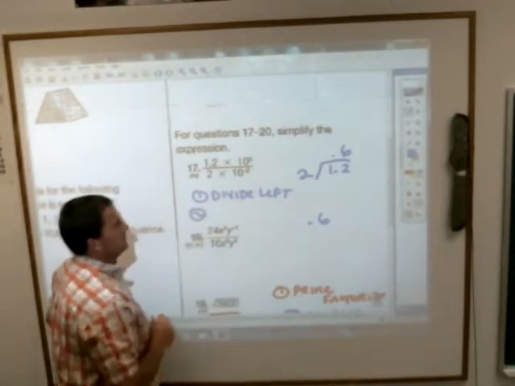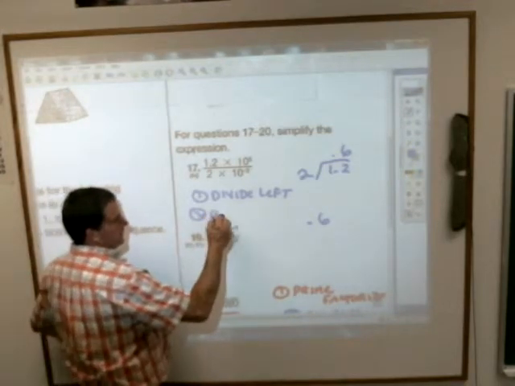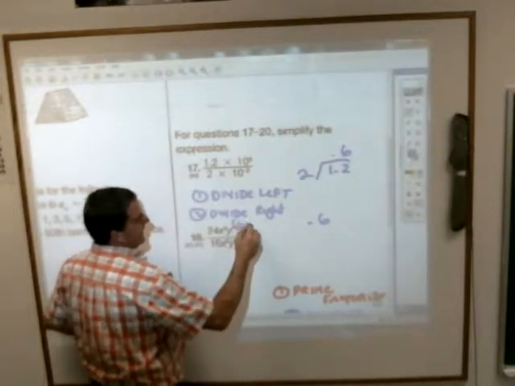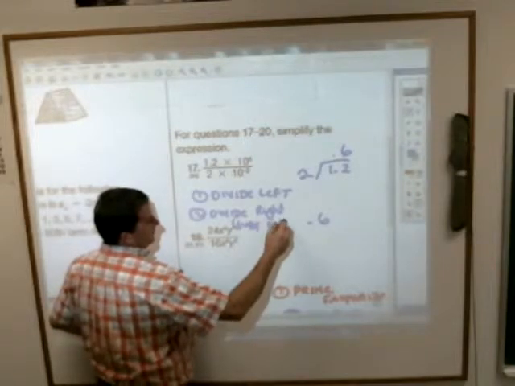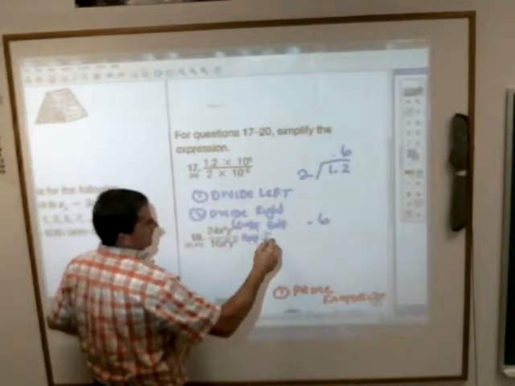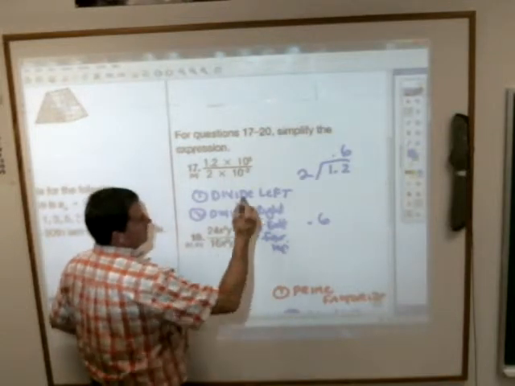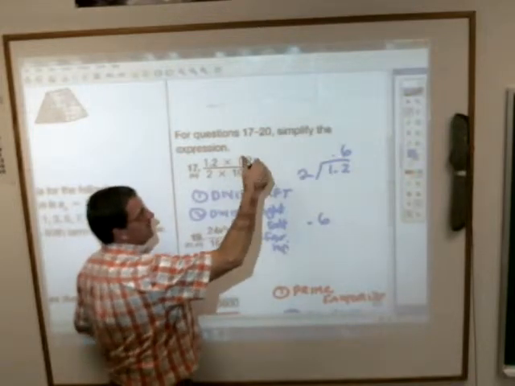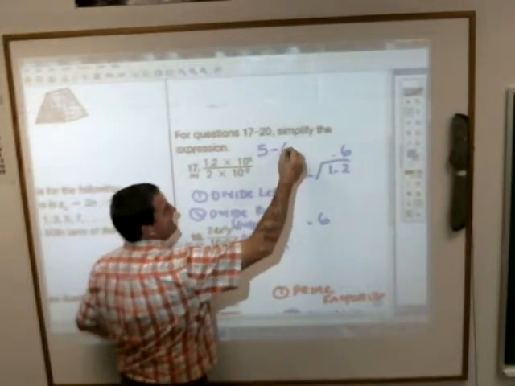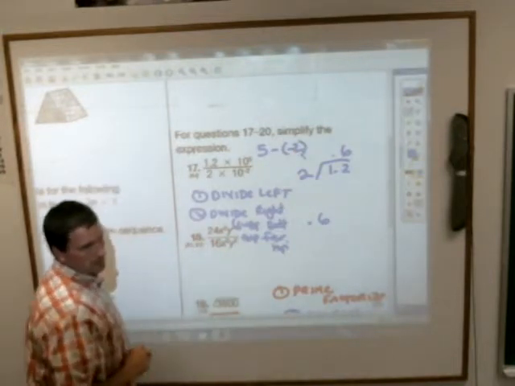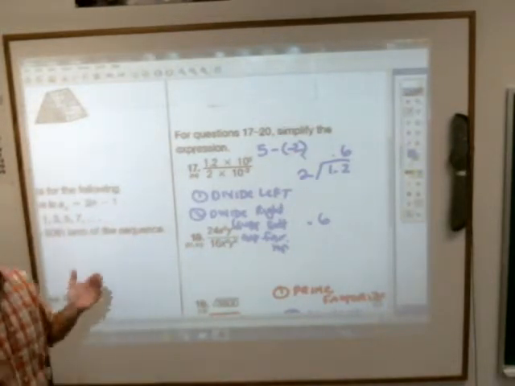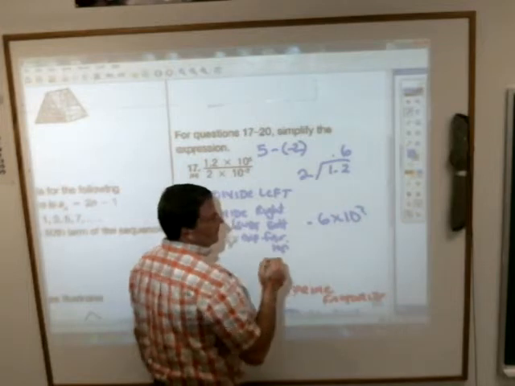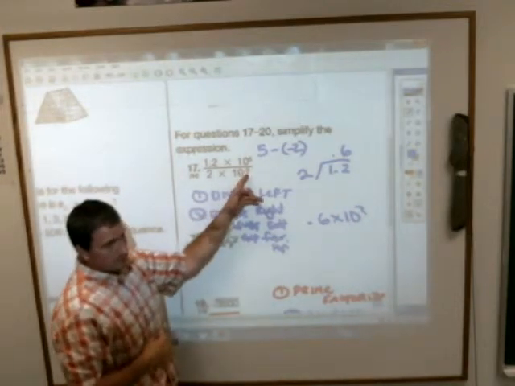The second step is, you divide the right. But what you do when you divide the right is you subtract the bottom exponent from the top. Here's where you've got to be careful, because my bottom exponent is a negative 2. What happens when I take 5 and subtract a negative 2? What happens when you subtract a negative? It actually ends up being an addition problem. So this is times 10 to the 7th power, because you're subtracting a negative.